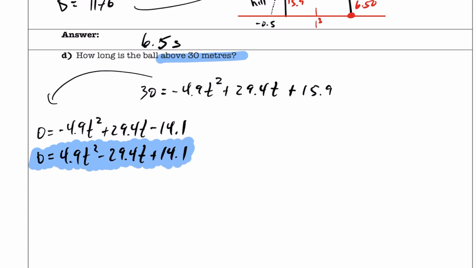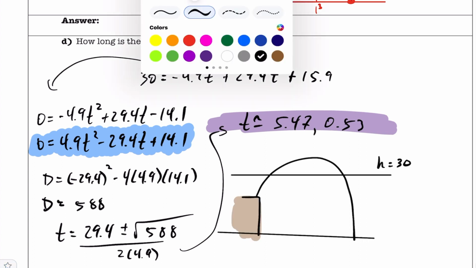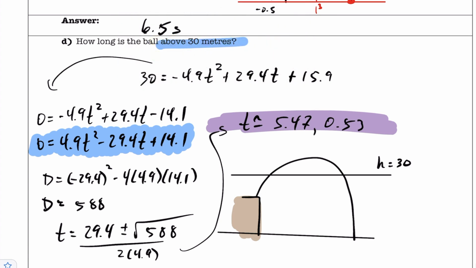Then we're going to go ahead and do the discriminant and quadratic equation, giving us 2 values here. I get 5.47 seconds and 0.53 seconds. So let's take a look at the diagram again. What we have here is the line h equals 30. We found 2 values where this happens.